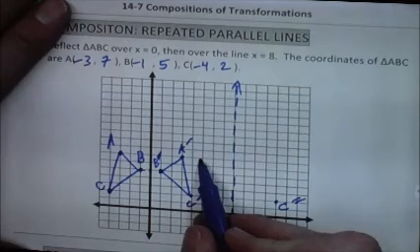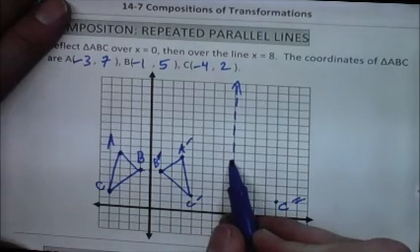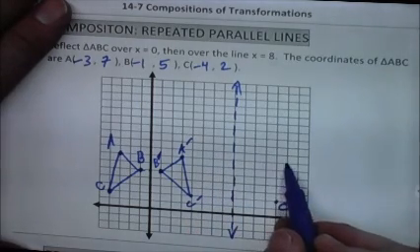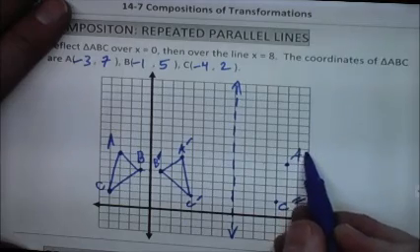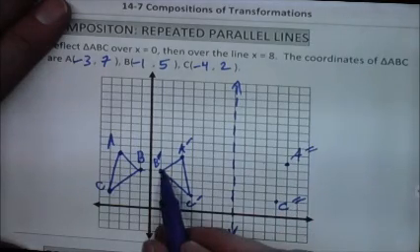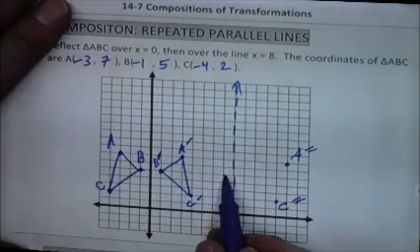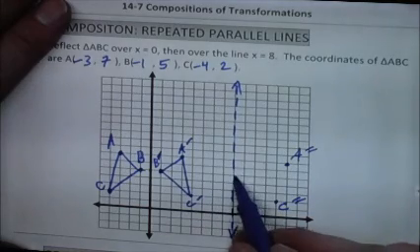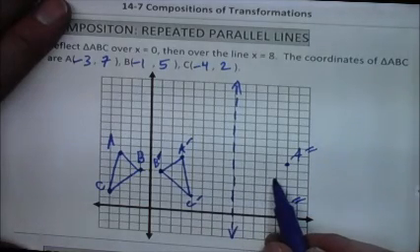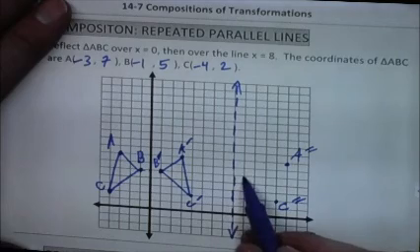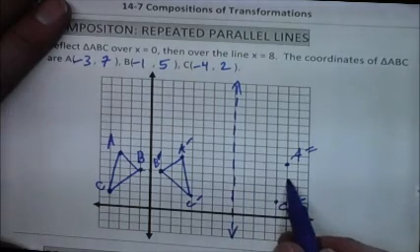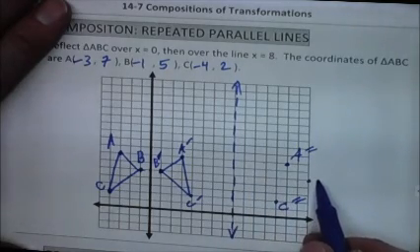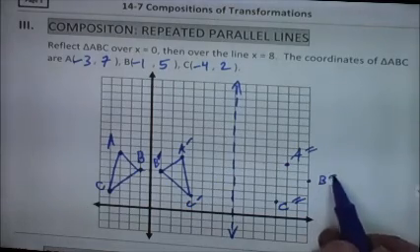A is 1, 2, 3, 4, 5 away from it. 1, 2, 3, 4, 5 that way. That's A double prime. B is 1, 2, 3, 4, 5, 6, 7 spaces away. So 1, 2, 3, 4, lost my count. 1, 2, 3, 4, 5, 6, and 7. So that will be B double prime.